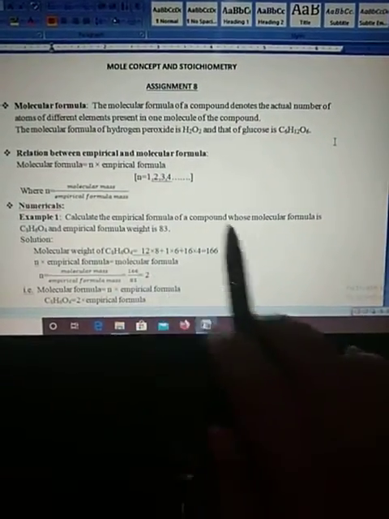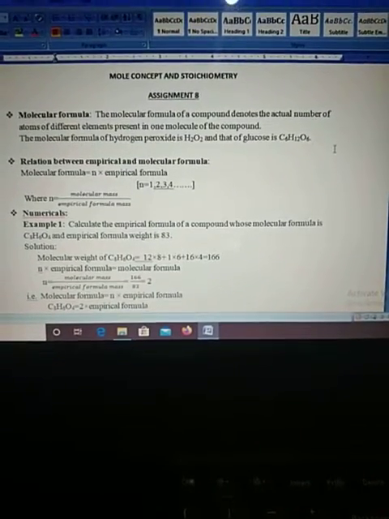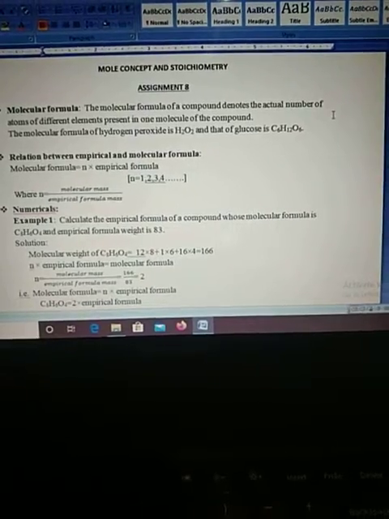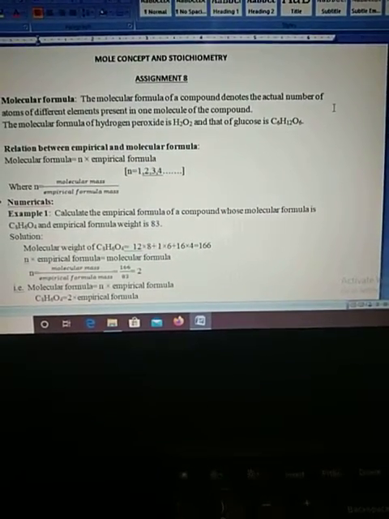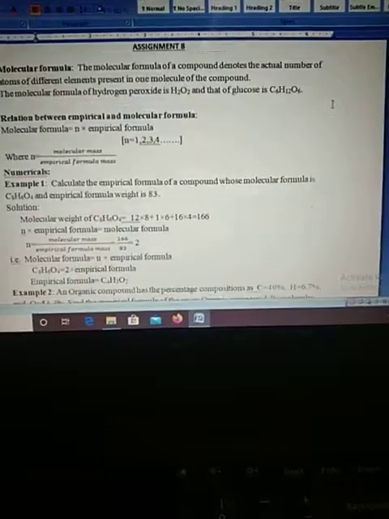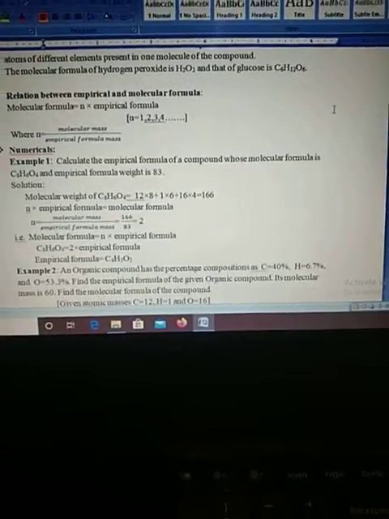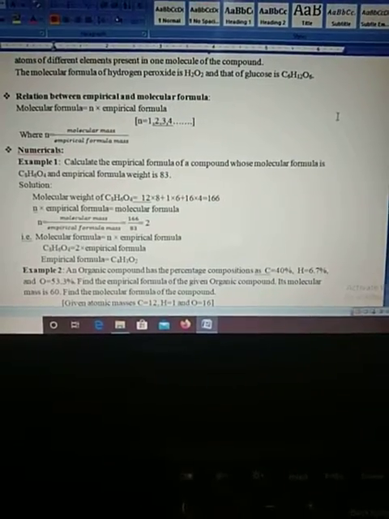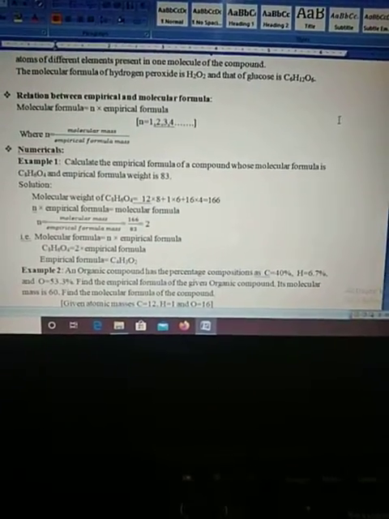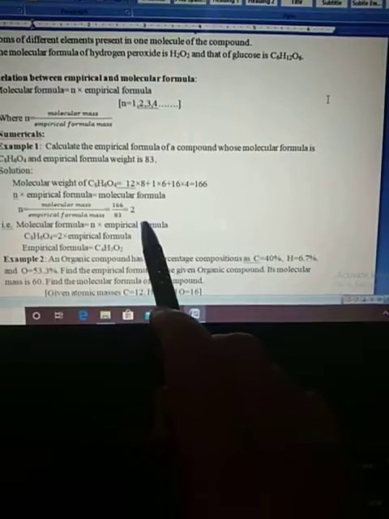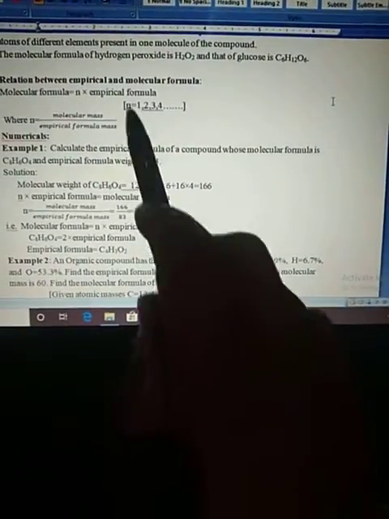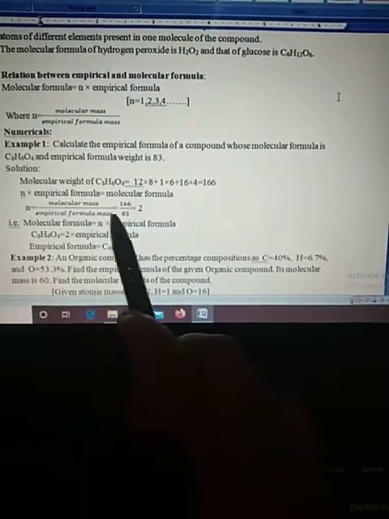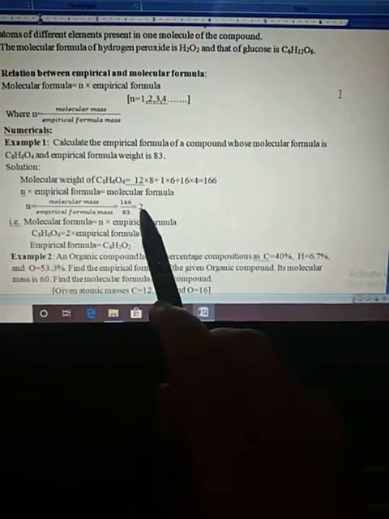Say for example, calculate the empirical formula of a compound whose molecular formula is C8H6O4 and empirical formula weight is 83. How can we do this? Molecular weight of this we first need to calculate by using the formula. Then we have n into empirical formula equals molecular formula from the above relation. Then n is molecular mass by empirical formula mass, which will come as 2.